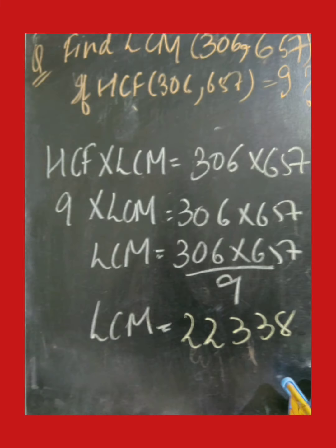So we know that HCF into LCM is equal to the product of two numbers. So I have written 9 in the place of HCF because we are given that, and LCM as it is. And the product of two numbers, that is 306 into 657. So LCM will be equal to 306 into 657 upon 9, right? And after solving, I will get 22338 as LCM. Understood how to do these types of questions? So let's move on to another one.